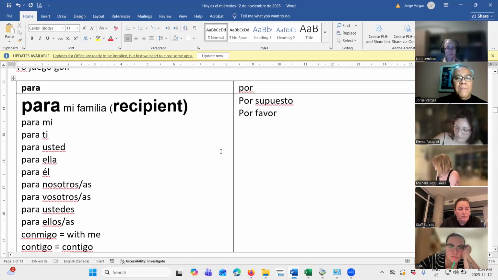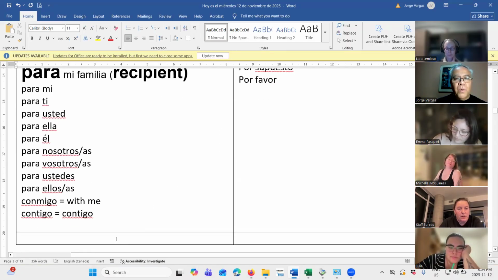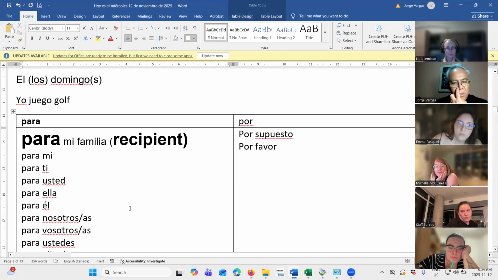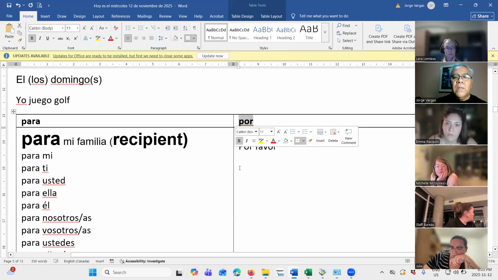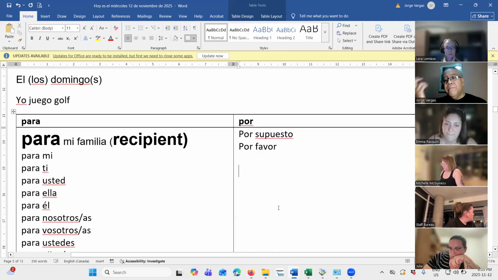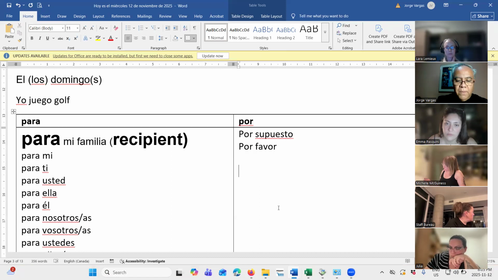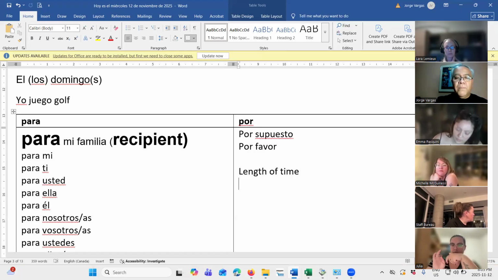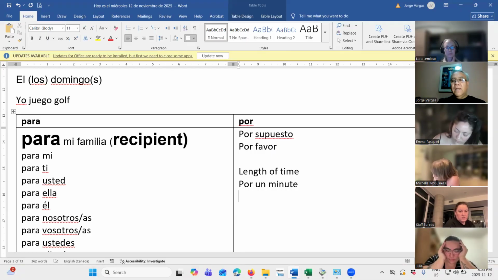I'm going to give you two more tips here, when to use por, when to use para, and then we'll continue. You're using para when you have a recipient, and also you're using por when you have some idiomatic expressions. A big one to use por is when it's a period of time. Okay, length of time. I'll give you one, and could you please give me other options here? Por un minuto. That was mine. I need another person.